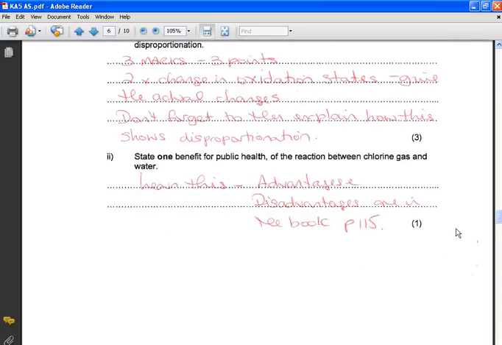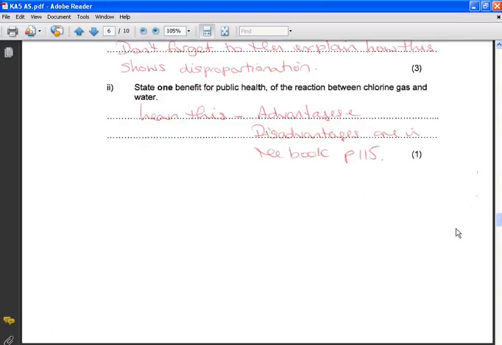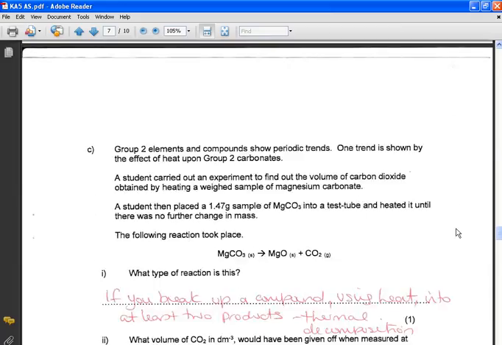And this one about the public health aspect of using chlorine in water, read page 115 on the advantages and disadvantages to adding chlorine to water. Okay.